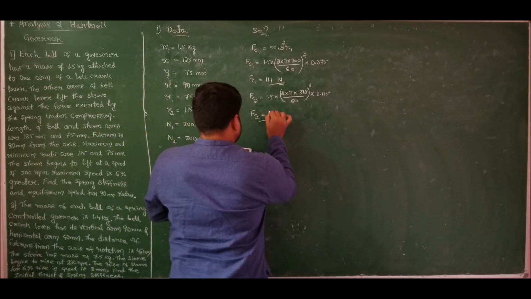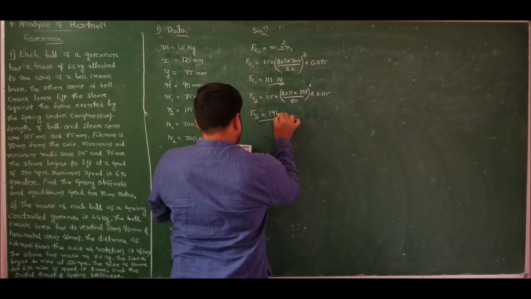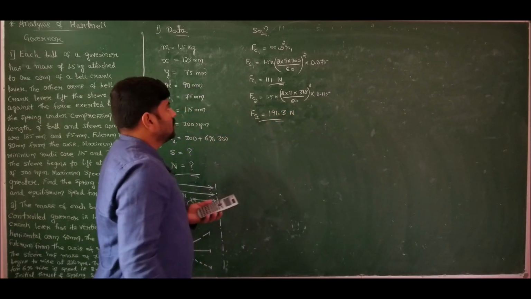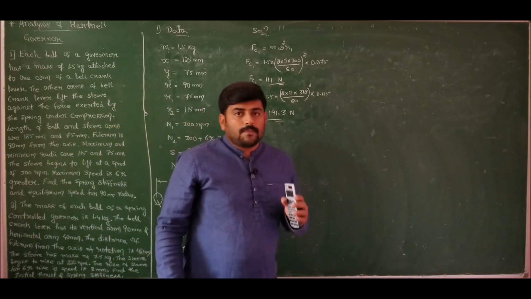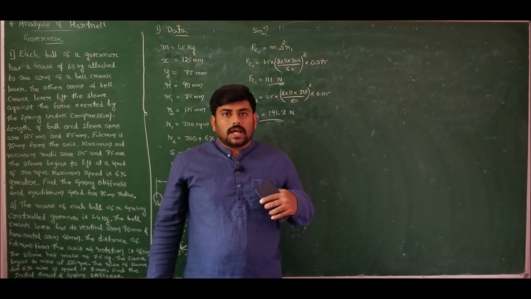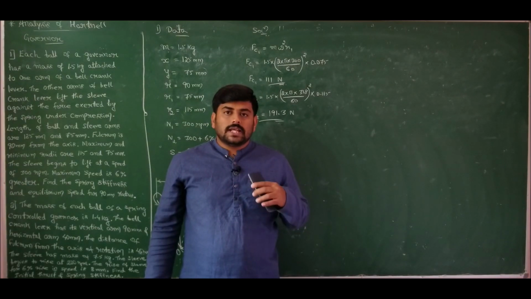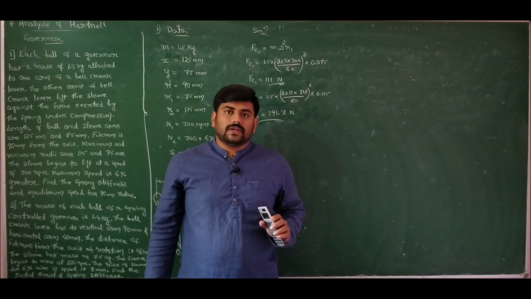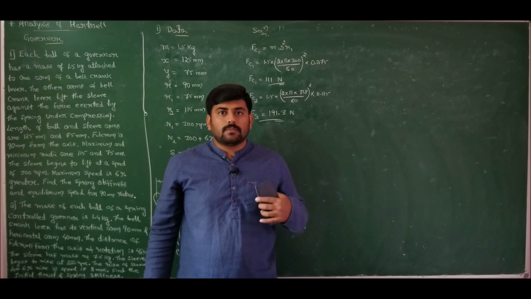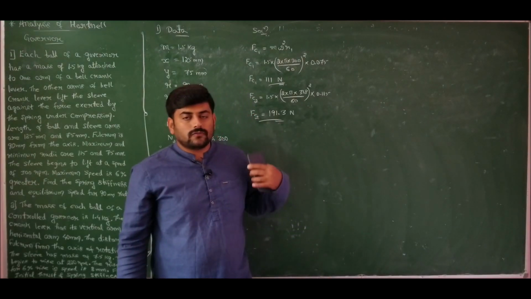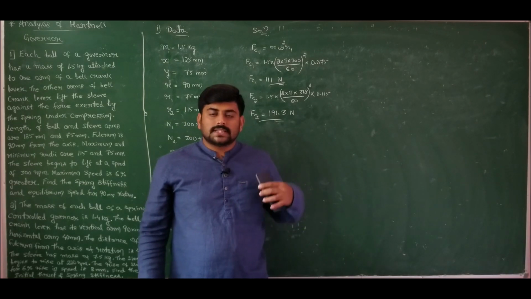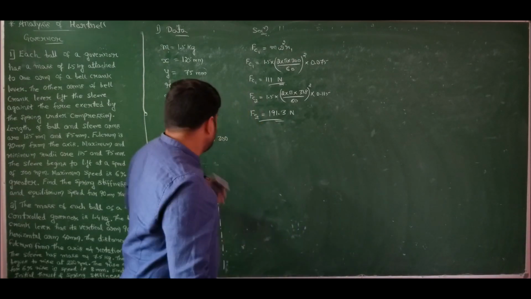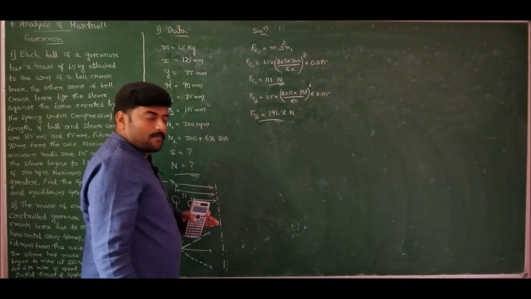So Fc2 is 191.3 newtons. If you clearly observe, he has not stated anything about the mass of the ball to be considered, and also the obliquity effect. Whenever he has not specified anything about the obliquity effect, we always neglect the obliquity effect and the mass of the ball for analysis of the Hartnell governor. This I have clearly explained in our previous lecture. So hence, neglect the obliquity effect and also the effect of the ball.